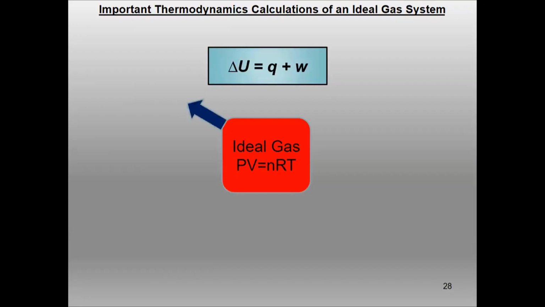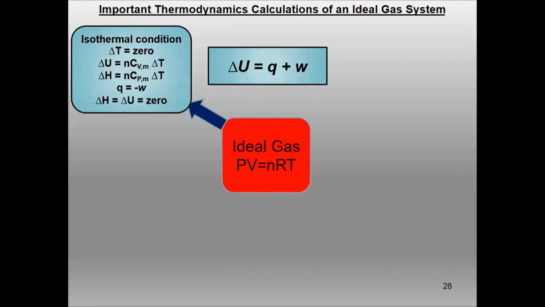The first experimental condition is isothermal condition. If you are working under isothermal condition, what does this mean? It means the change in temperature is equal to 0. Your temperature is constant. When you say isothermal, that means your temperature is constant. That means your delta T is 0.